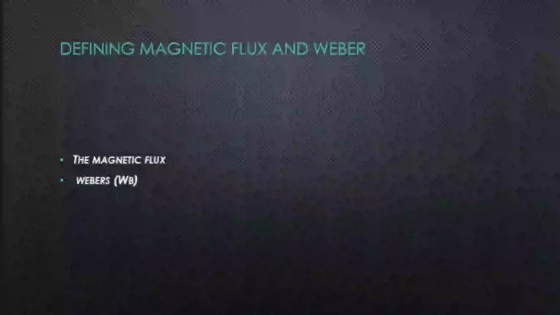So, defining magnetic flux and the Weber. Magnetic flux is defined as the number of magnetic field lines passing through a given surface area. And the Weber is the unit for magnetic flux, and 1 Weber is equal to 1 Tesla meter squared.